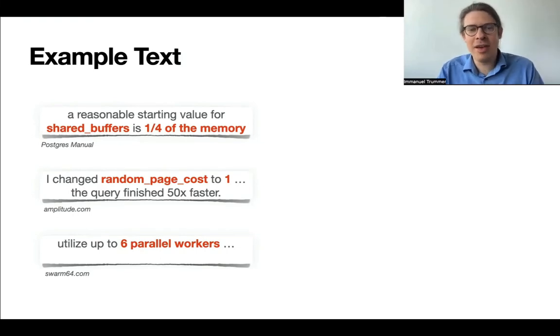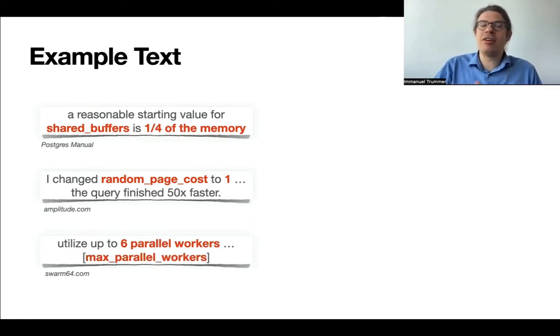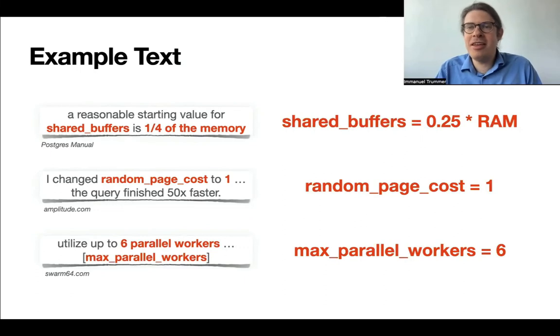Those parameters and values are marked up in red here, except for the last hint on this slide, which recommends to use 6 parallel workers, but it does not explicitly mention the name of the parameter which enables us to do that. In those cases, DB-BERT actually has to automatically infer which parameter we are talking about. And ultimately, we have to translate all of those text hints into arithmetic formulas that can be evaluated automatically. Now, here on the right-hand side, you see the associated arithmetic formulas. You see that some of them recommend absolute values, like the second and the third one, while the first one recommends a relative value, which depends on the amount of available main memory.